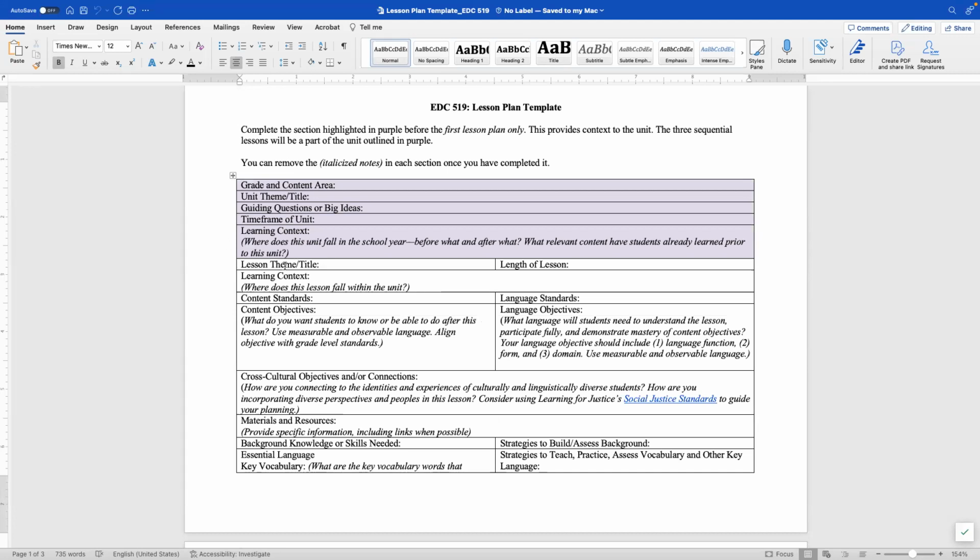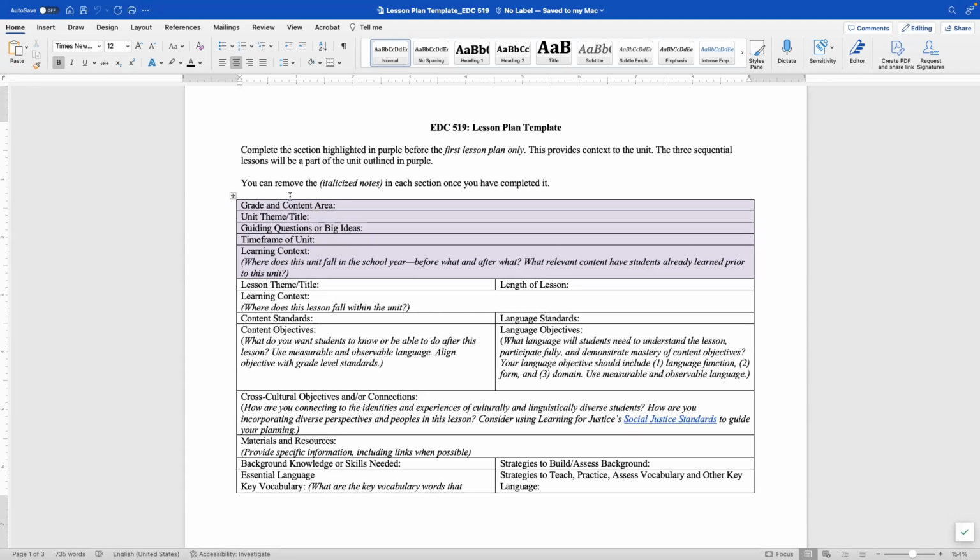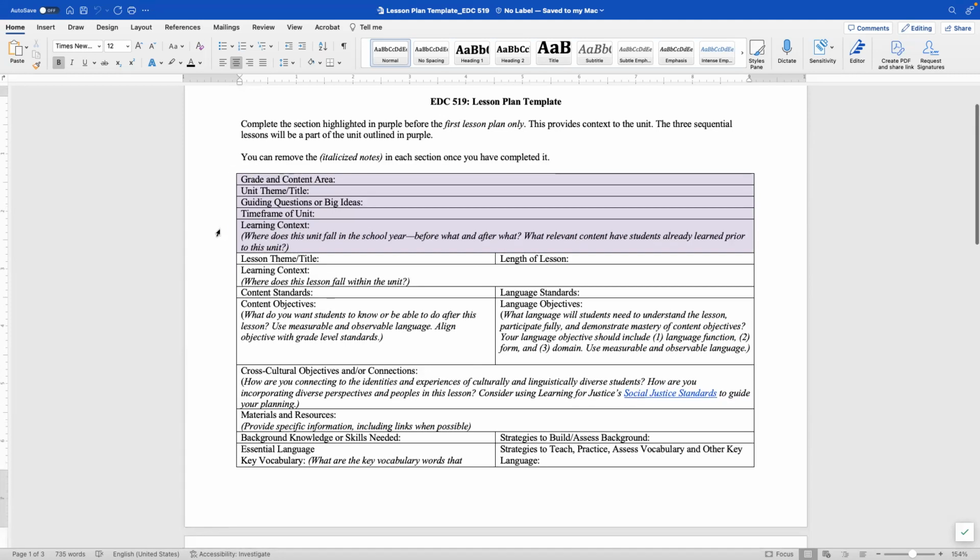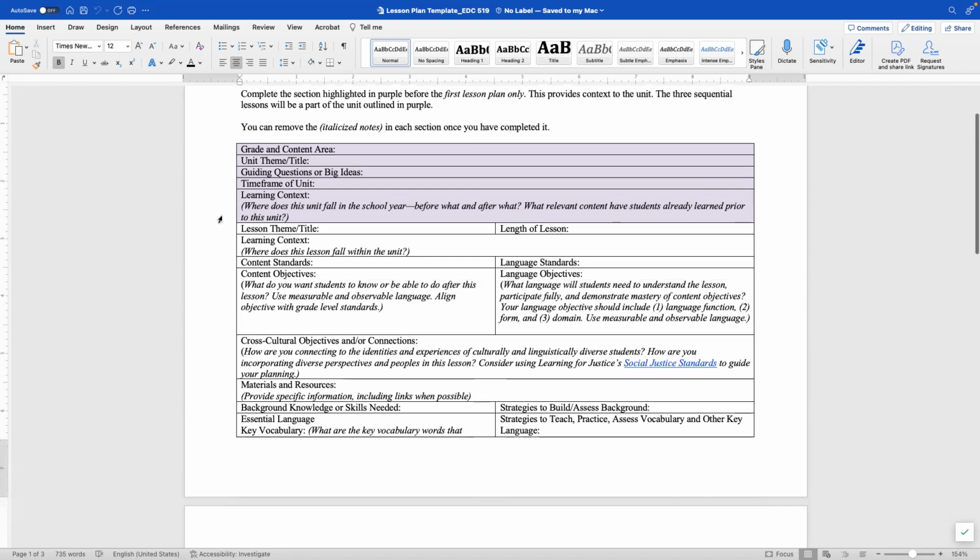So you'll just fill this out once. And it's a chance for you to tell us what grade level you're teaching, what the content area is, what the theme of the unit is, any guiding questions that will be guiding the overarching learning goals in the unit, time frame, so how many weeks long or days long the unit is, and then a little bit about the learning context. So kind of explaining to us where the unit falls in the school year, what students have already learned before they encountered this unit, for example.